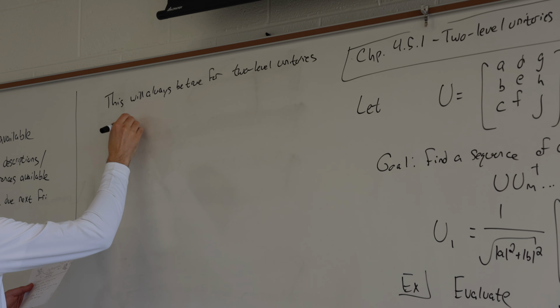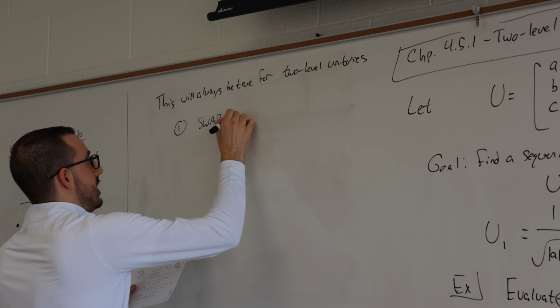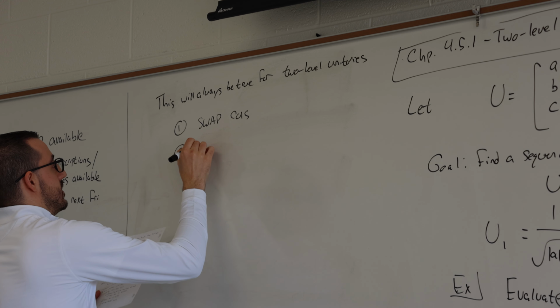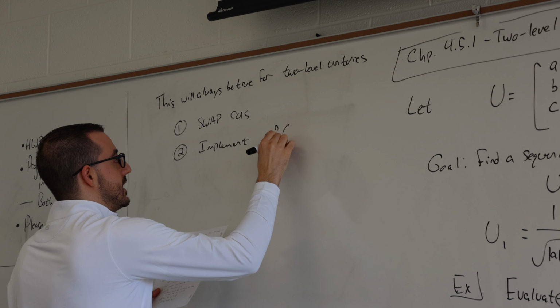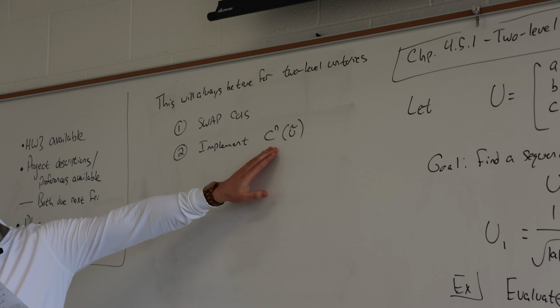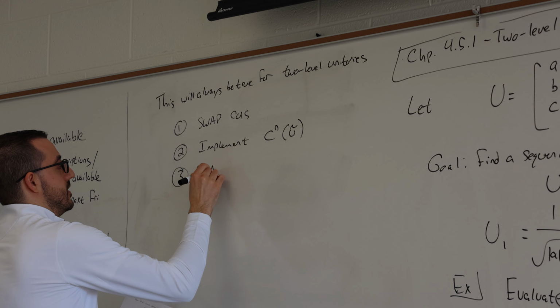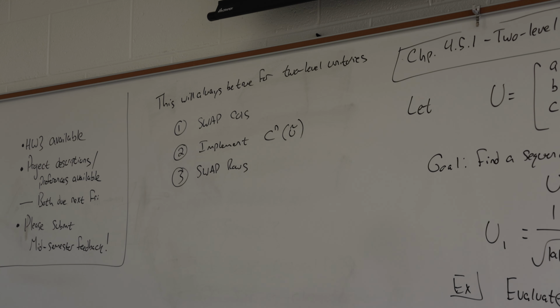So the first thing, step one, will be swap columns or rows, however you want to do it first. The second step will be implement a controlled U tilde operation, but with more qubits, it's generally and usually controlled on more than one qubit. So I'll have a C to the n here. And then the third step will be swap rows. Let's now see the example in the textbook, and this will give us the general strategy.